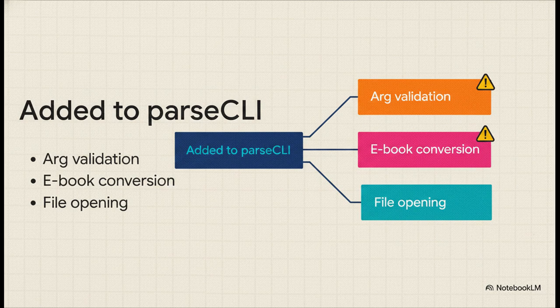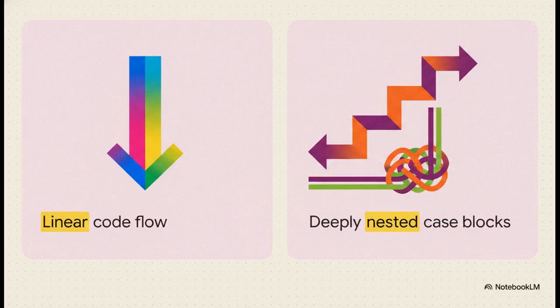Just think about the steps Ang was adding to this parse_CLI function, because a robust command line tool doesn't just do one thing, right? It needs argument validation to make sure the user typed the right commands, it needs the actual ebook conversion logic, and finally it needs automated file opening to show the user the result. As Ang added these totally necessary real-world steps, the complexity just skyrocketed. Why? Because every single one of these steps can fail, and that means every single step requires its own error handling. And when you actually write that out using standard case statements, you see the reality of handling this flow.